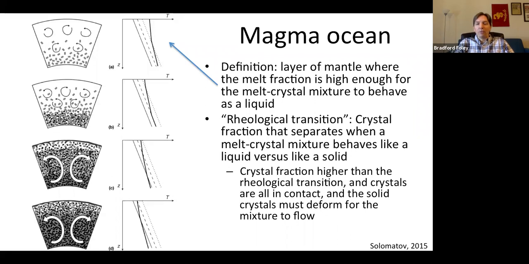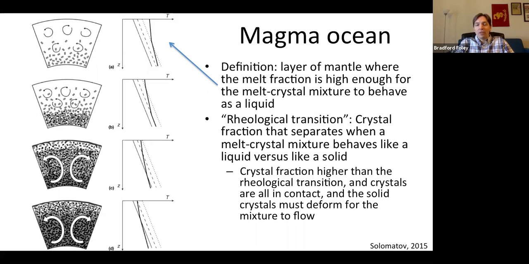A good way to define a magma ocean would be a layer of the mantle where the melt fraction, or percentage of melt present in some melt crystal mixture, is large enough for this mixture to overall behave like a liquid. One obvious end member example would be a situation where we have 100% melt and no crystals, and of course, that will behave like a liquid. But we can have situations in between that, where there's some percentage or fraction of crystals within a matrix of liquid magma. It turns out there's a pretty sharp transition point called the rheological transition that separates when one of these melt crystal mixtures will behave like a solid versus behaving like a liquid, and it's about 50% crystal fraction.